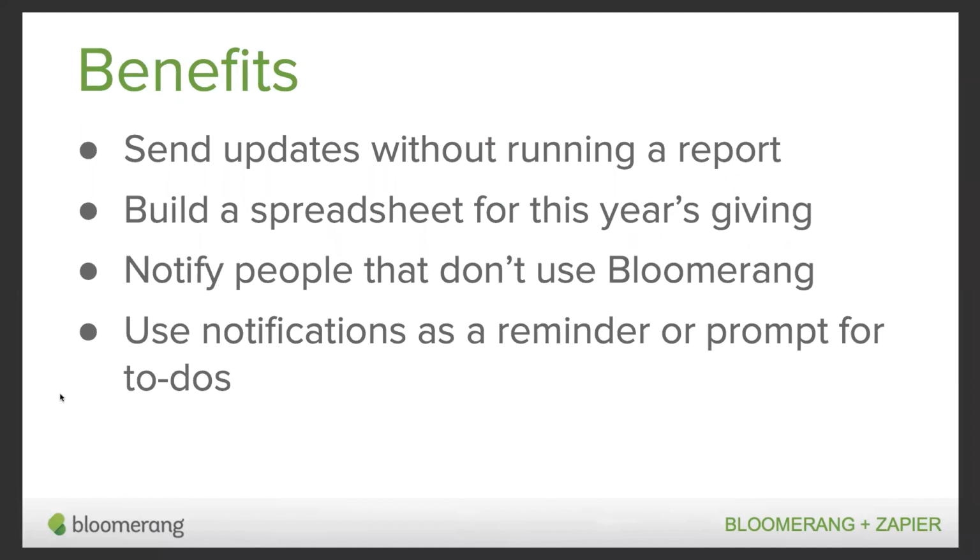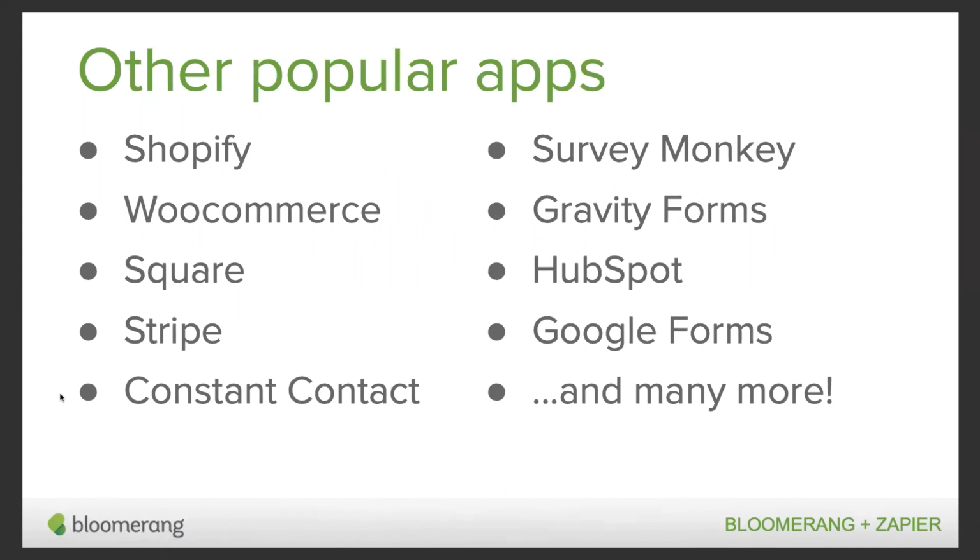So we talked a little bit about the benefits. Before we open it up for questions, I do want to emphasize that there are other popular apps that can integrate with Bloomerang. Shopify, WooCommerce, Square. I know there's a lot of Square fans out there. Constant Contact, Gravity Forms, even marketing suites like HubSpot, Google Forms. And again, there's over 2,000 apps at the zapier.com/apps website.